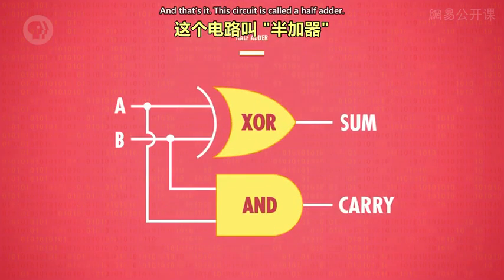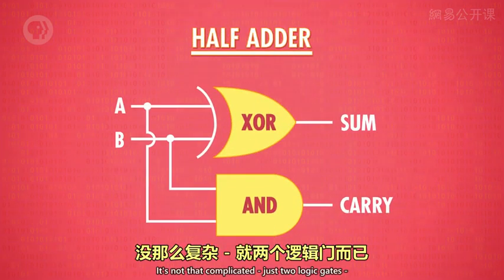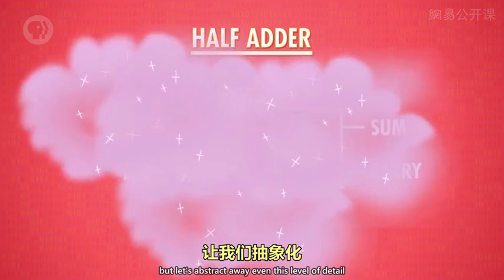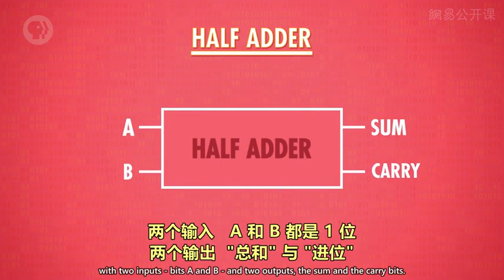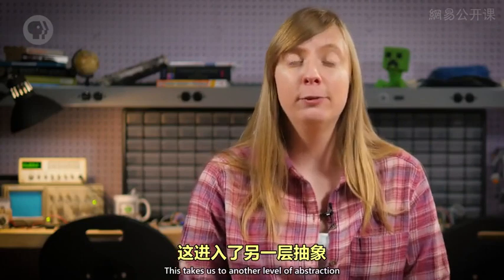And that's it. This circuit is called a half adder. It's not that complicated, just two logic gates. But let's abstract away even this level of detail and encapsulate our newly minted half adder as its own component, with two inputs, bits A and B, and two outputs, the sum and the carry bits. This takes us to another level of abstraction.